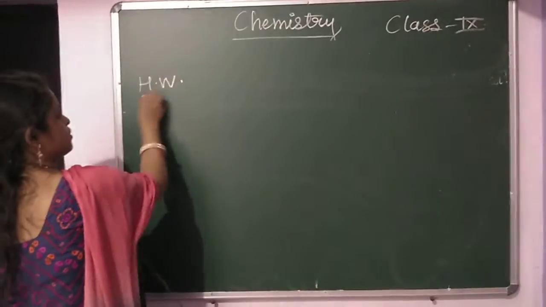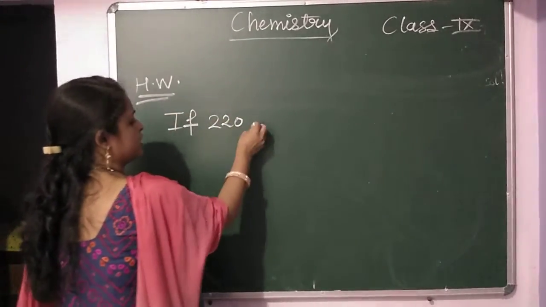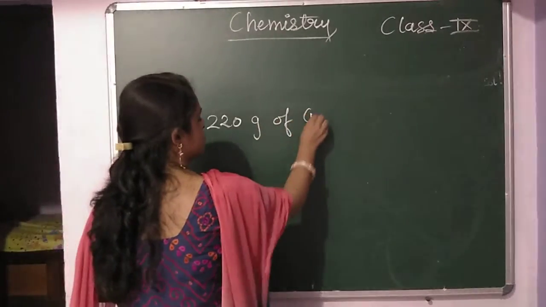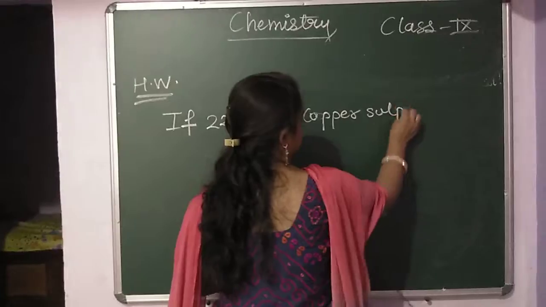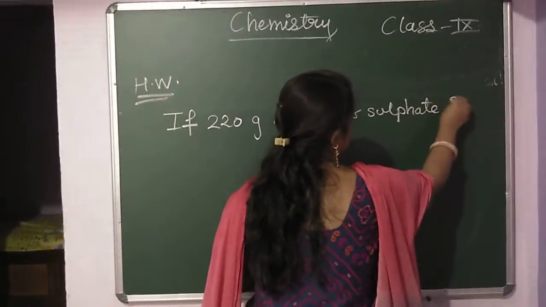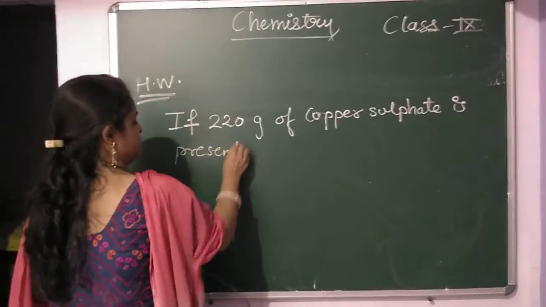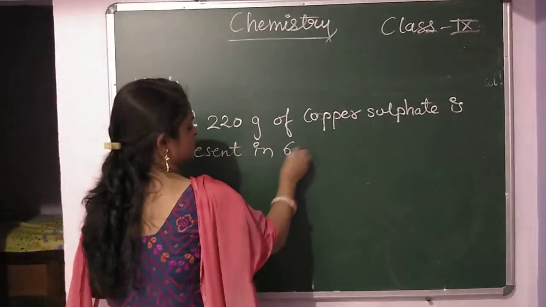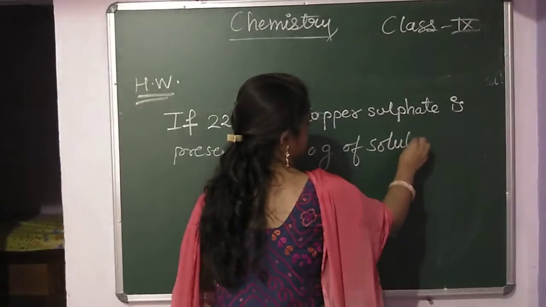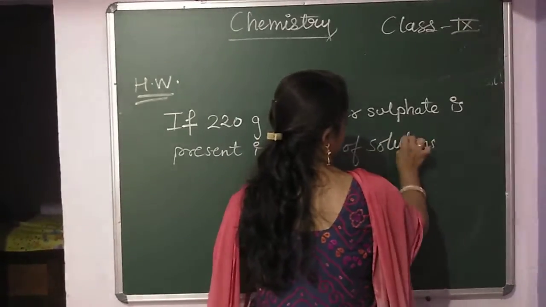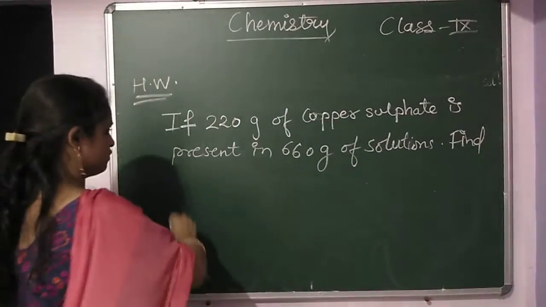Homework question. Okay, if 220 grams of copper sulfate is present in 660 grams of solution, find out the concentration of the given solution.